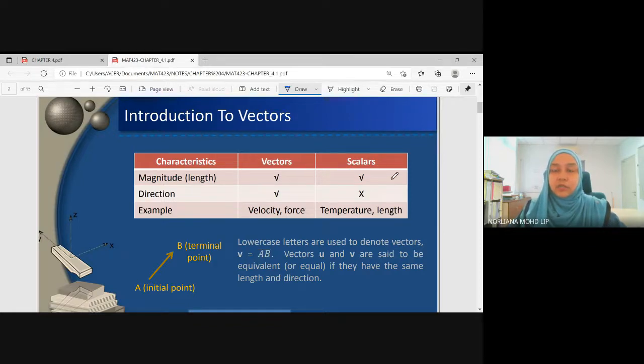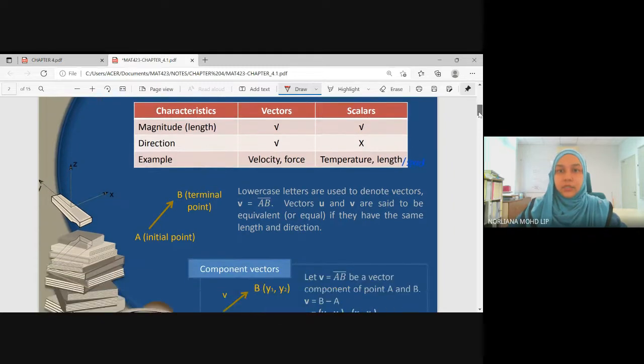And for scalar, it only has magnitude. We only can calculate the length of a scalar. It has no direction. For example, we have temperature and length. And also scalar, we also have speed. Another example for scalar. In this topic, we focus on the vector.